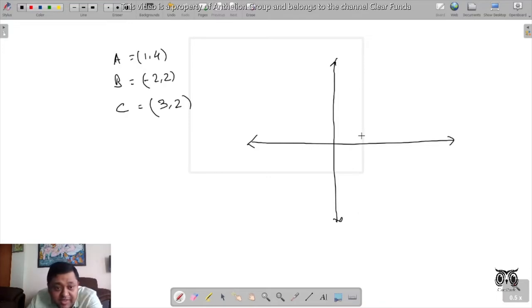So typically, if you look, it is like, say, 1, 2, 3, 4, 1, 2, 3, 4, 1, 2, 3. Our work will be done with this. So the first one is 1, 4, which is here. The second one is -2, 2. So -2, 2 should be somewhere here. And the third one is 3, 2. So somewhere here. So if you connect them.